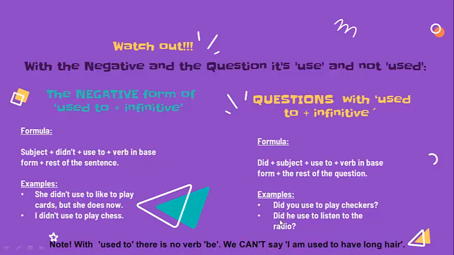The second example: Did he use to listen to the radio? Okay, again we have did, so we don't need to add the d at the end of use. With used to, there is no verb be. We can't say I am used to have long hair. Okay? You don't use the verb to be with used to.